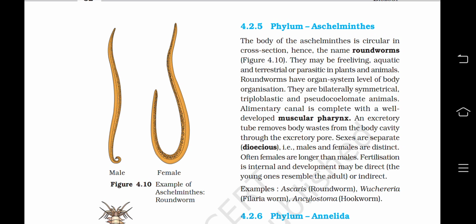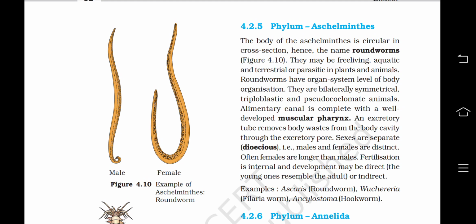Roundworms have organ system level of body organization. They are bilaterally symmetrical, triploblastic and pseudocoelomate animals. Alimentary canal is complete with a well developed muscular pharynx. An excretory tube removes body waste from the body cavity through the excretory pore. Sexes are separate or dioecious, which is kind of a unisexual thing. That is, males and females are distinct. Often females are longer than males.